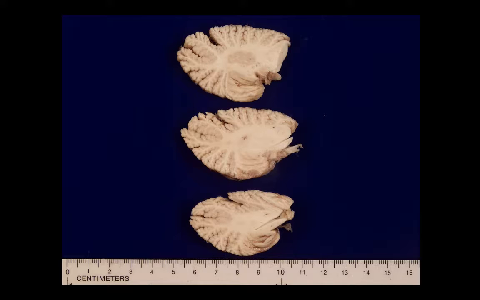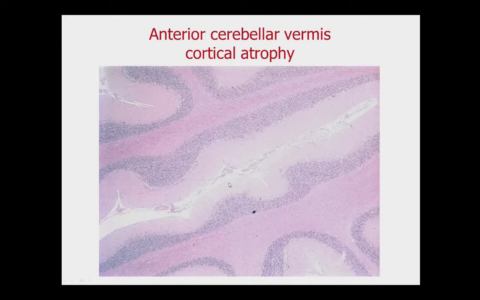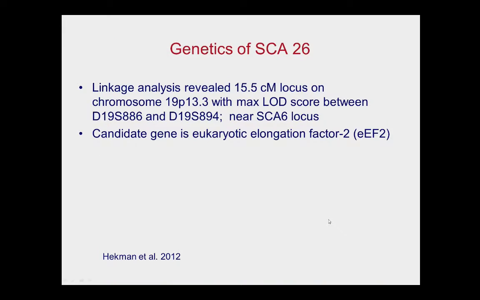Again, the same thing. This is from the other patient. And the pons and olives look entirely normal, grossly at least, but very severe cortical atrophy. The molecular layer is very shrunken. Purkinje cells are almost completely absent, so there's just a total wipeout of Purkinje cells. The linkage on this family put it very close to the SCA6 locus, but it really wasn't SCA6.